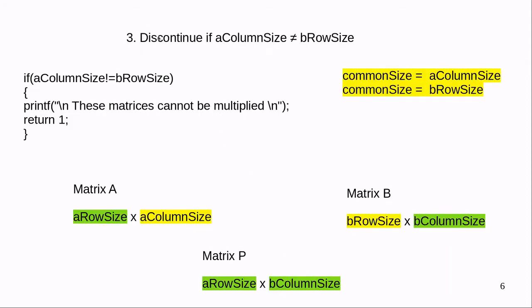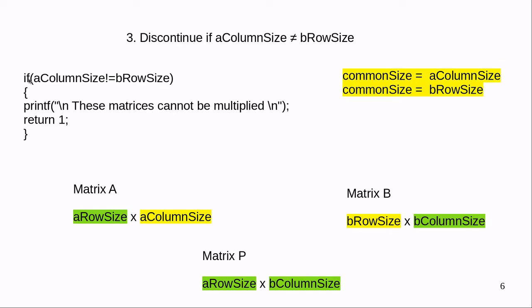So in the third step, what we do is check the sizes. Here matrix A has a size of A row size by A column size, and matrix B has a size of B row size by B column size. These two matrices can be multiplied only if A column size is equal to B row size. If these two are not equal, we can't multiply the matrices. So that's the check that we are doing here.